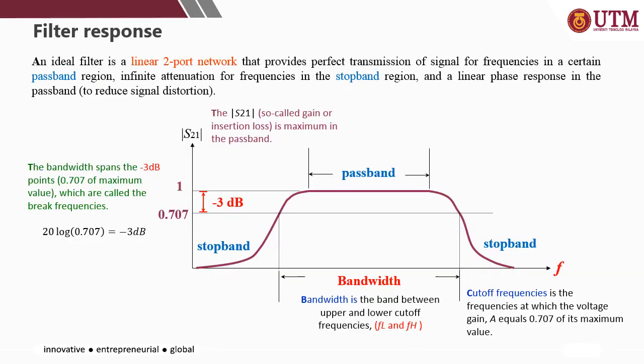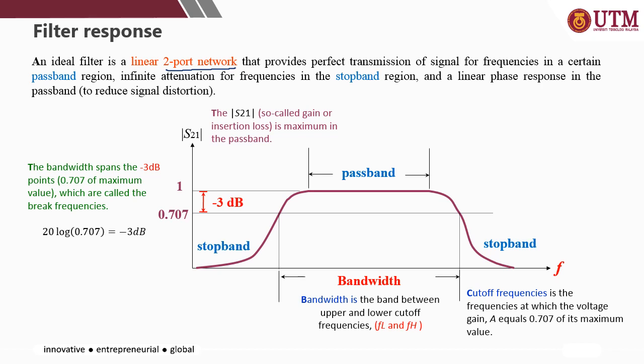Okay, let's look at the filter response. Basically, as I mentioned earlier, it is a linear two-port network that provides transmission of signal within the passband region and rejects the signals outside the region, or in the stop band area.